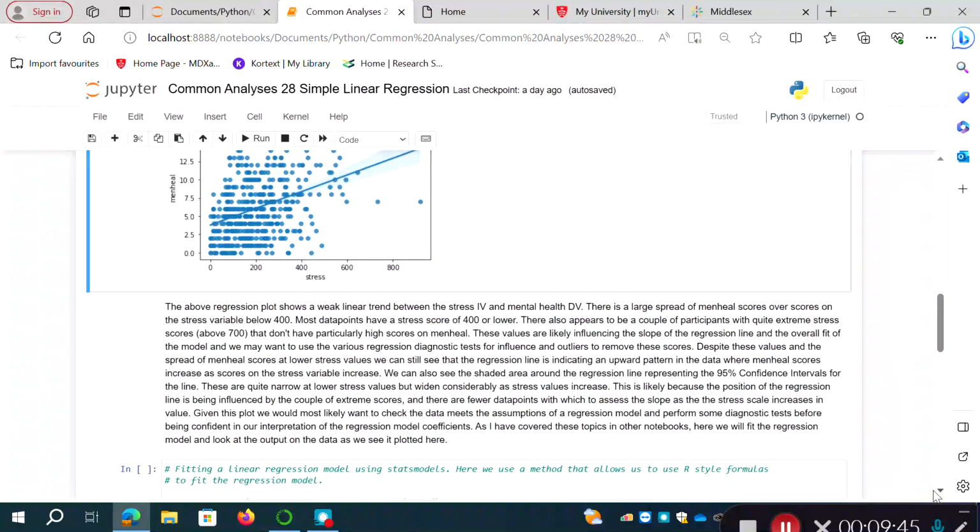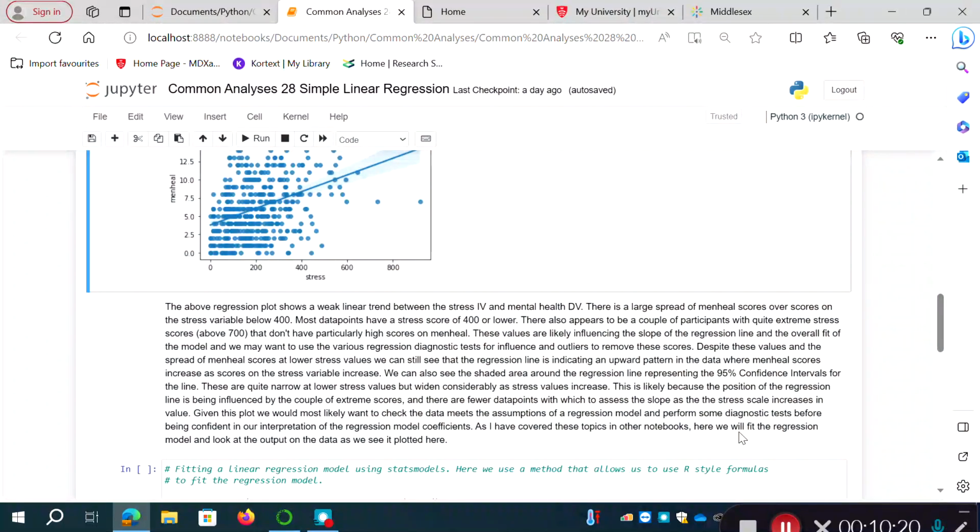Those are, as I said before, quite narrow in this area where we've got data points to base our estimates on, but more spread out up at this end of the X variable scale. And I guess this spread is also going to be influenced by the fewer data points, and the position of that is being influenced by those extreme scores and fewer data points to assess the slope as the stress scale increases in value.